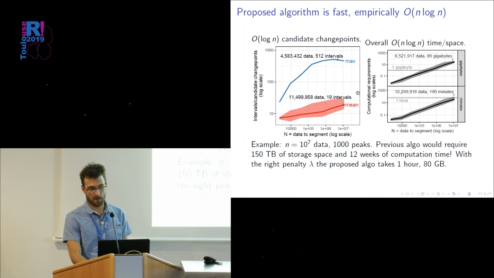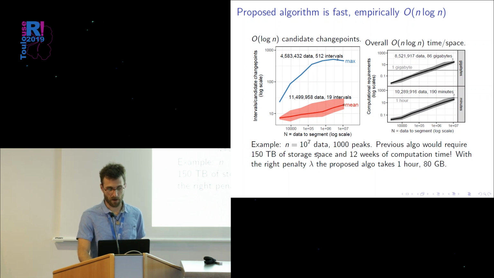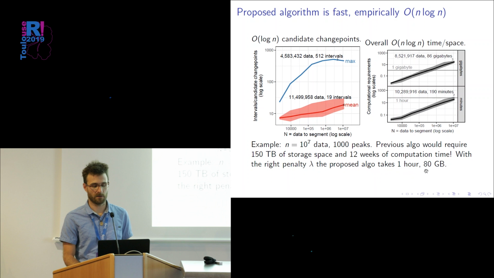And overall, I did some timings and some measurements of the space that this algorithm takes. And again, we see that it's log linear in the number of data. So even for really large genomic data sets, subsets like 10 million data points, it only takes on the order of hours and tens of gigabytes, which is actually quite manageable. And so yeah, just to give you a real world example of what the numbers would look like, again, for 10 million data points and 1,000 peaks, the previous algorithm would require about 100 terabytes of storage space and 12 weeks of computation time. But with this new algorithm and the right penalty that would get 1,000 peaks, the proposed algorithm only takes about 1 hour and 80 gigabytes of data storage.